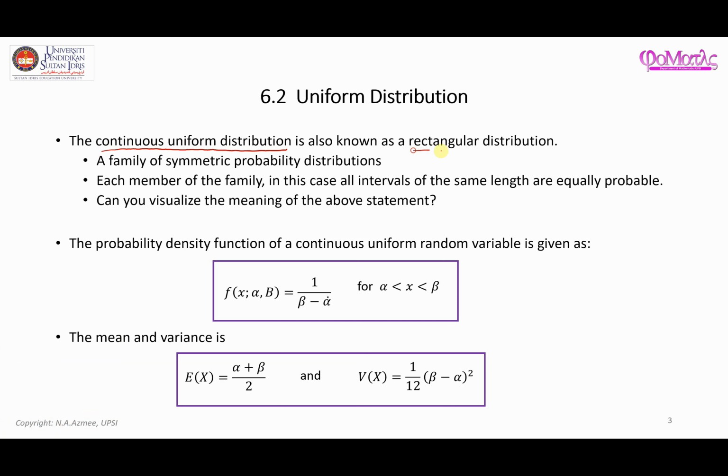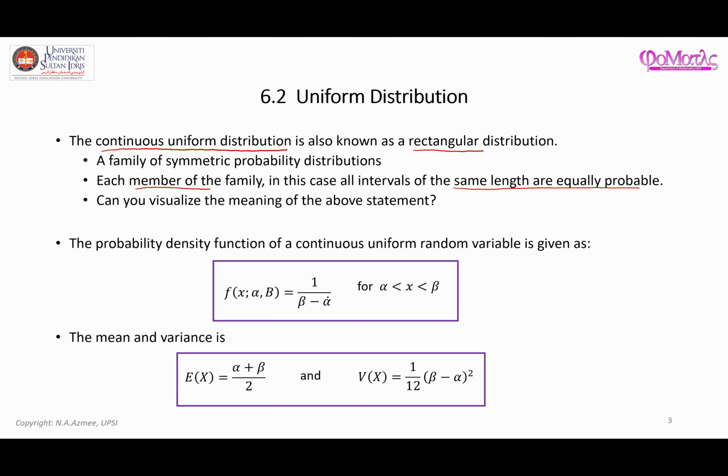In this video, I'm going to talk about a continuous uniform distribution, also known as a rectangular distribution. The reason is that when you plot the graph of its probability density function, the graph looks like a rectangle. We're going to see the graph later on. It is a family of symmetric probability distributions, and for each member of the family, all intervals of the same length are equally probable. We will talk about this later on.